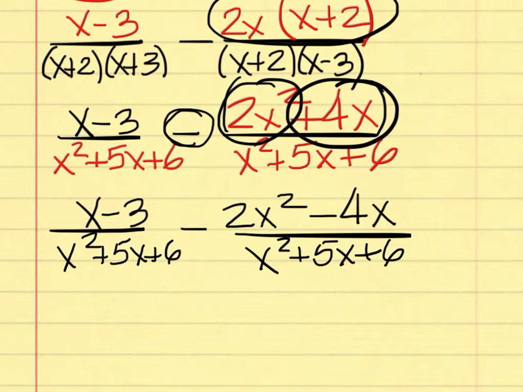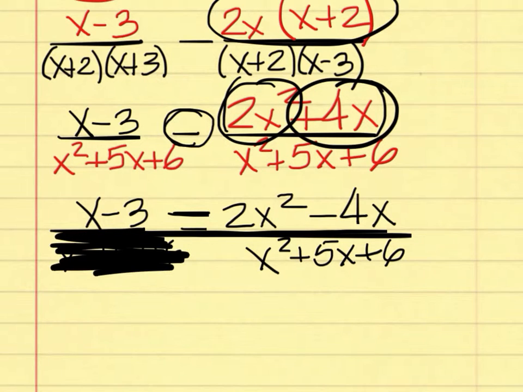I need to add like terms together through here. I have x minus 3 minus 2x squared minus 4x. And these have already been changed. In fact, we can write it like this, as one fraction, and take out one of those denominators and just have one fraction. That's not an equal sign there, that's just part of the fraction bar.